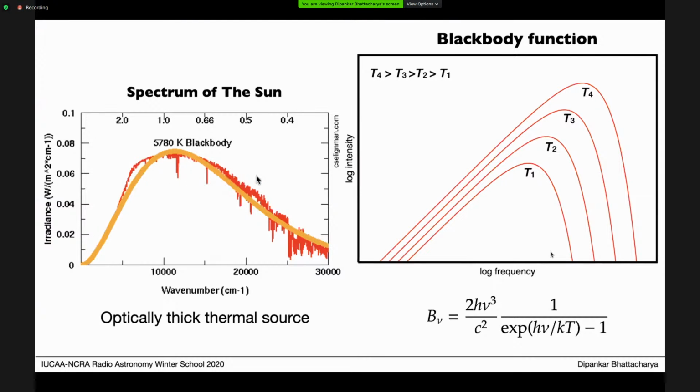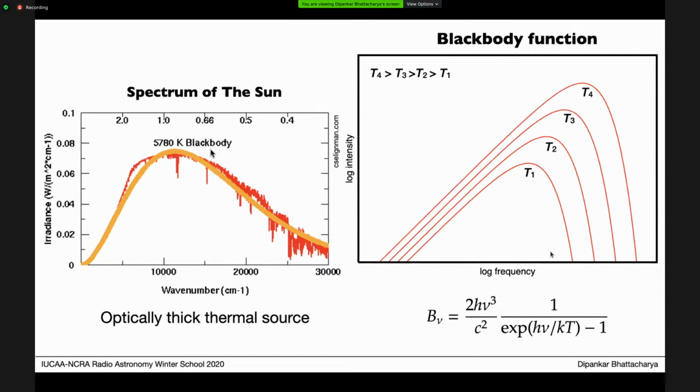There are some spectral lines in the visible band and so on. And these are primarily caused by the atmosphere of the sun and the corona lying above the sun. The underlying continuum spectrum is by and large fully described by this 5780 Kelvin blackbody.